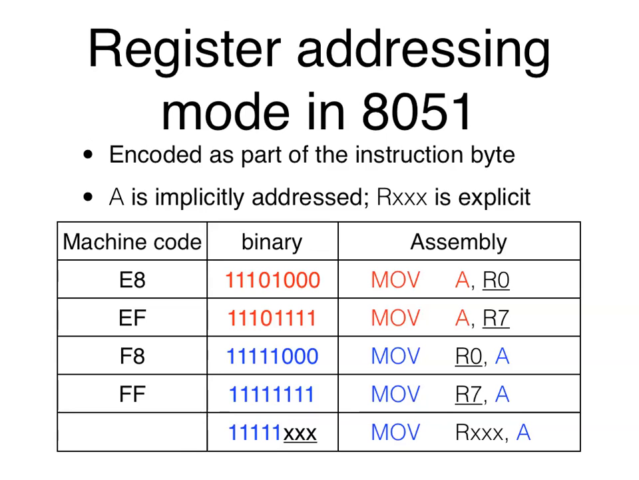This also shows you that A, the accumulator A, is what's called implicitly addressed, whereas the register is explicitly addressed. Because nowhere can you find some representation for A inside the 11101 or 11111. You can't find it. That's hardwired in. Okay.